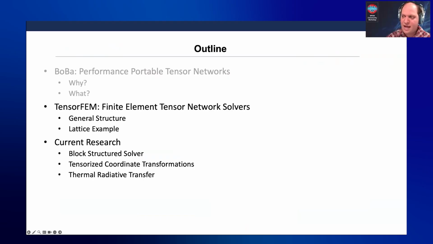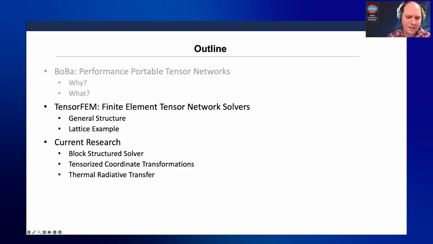So what does that have to do with anything? If we're interested in finite element discretizations, then BoBa doesn't know anything about spatial discretizations. So the question is, where do we get that aspect of a full multi-physics solver? For that, we're looking to use MFEM, and that's what TensorFEM is. TensorFEM is taking BoBa and MFEM and getting them talking together so that we can create low rank solvers where all of the finite element aspects of the solver are handled by MFEM, and all the tensor network aspects of the solver are handled by BoBa.